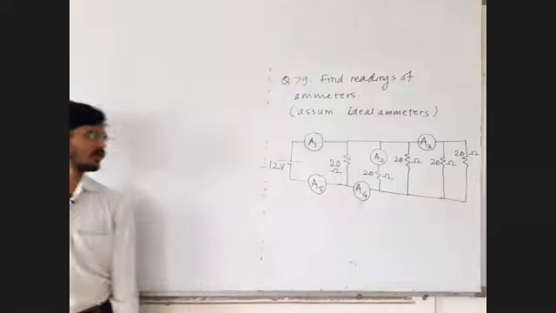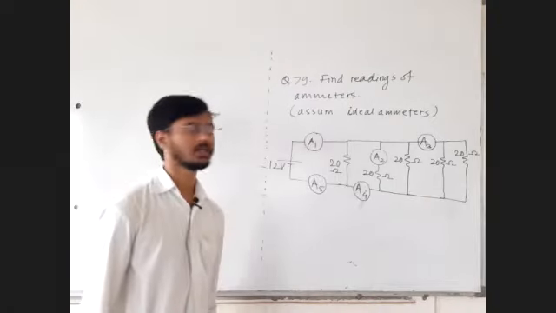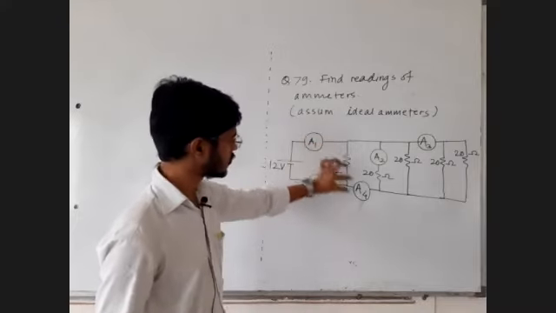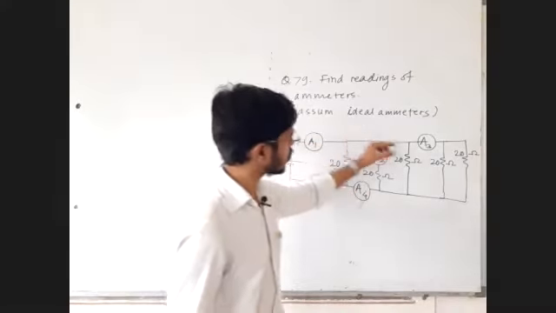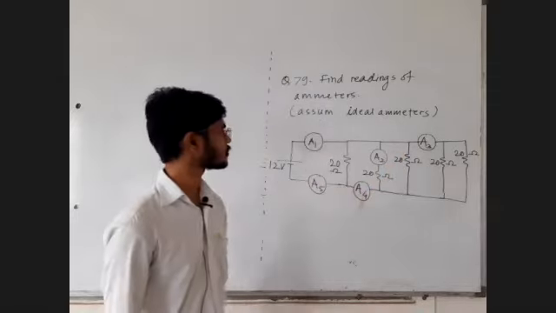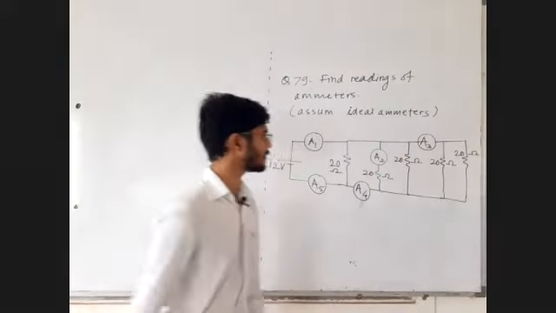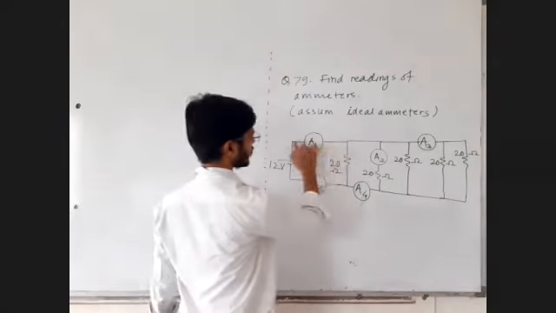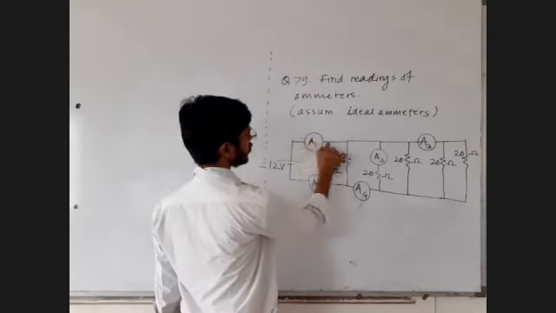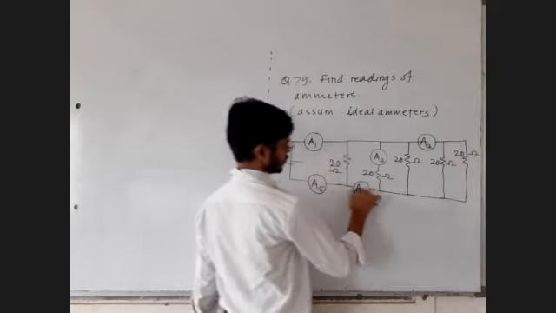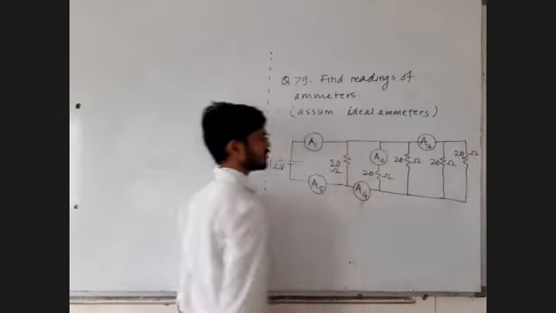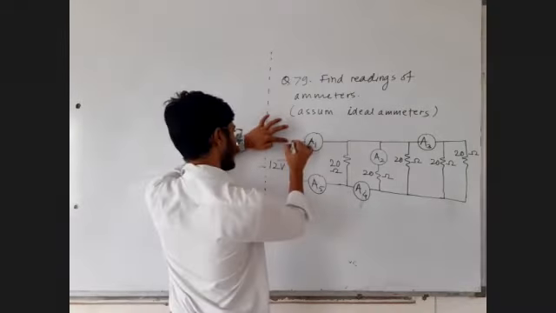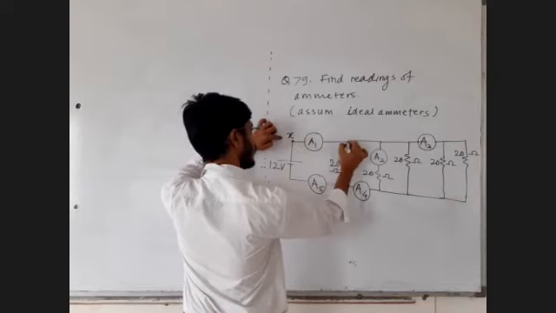Now all the ammeters are ideal, so this is 0 ohm here, 0 ohm, 0 ohm, 0 ohm. All the ammeters are ideal means their resistances are 0 ohm. 0 ohm means only wire. You can short this ammeter, short this, short this, short this, because it is 0 ohm. Fine.